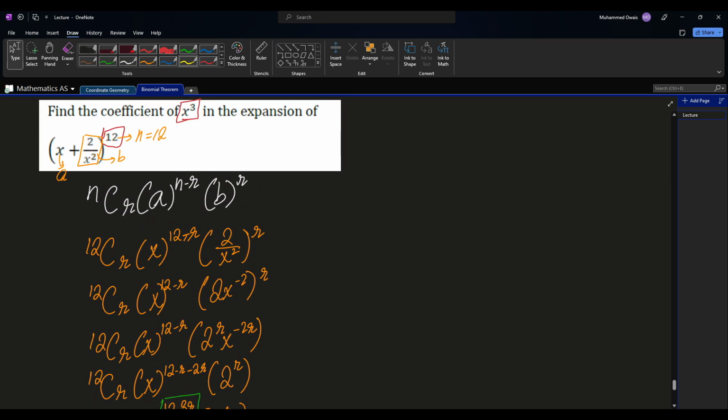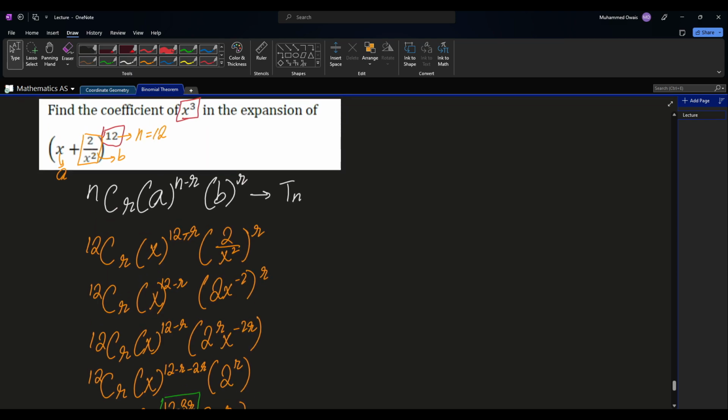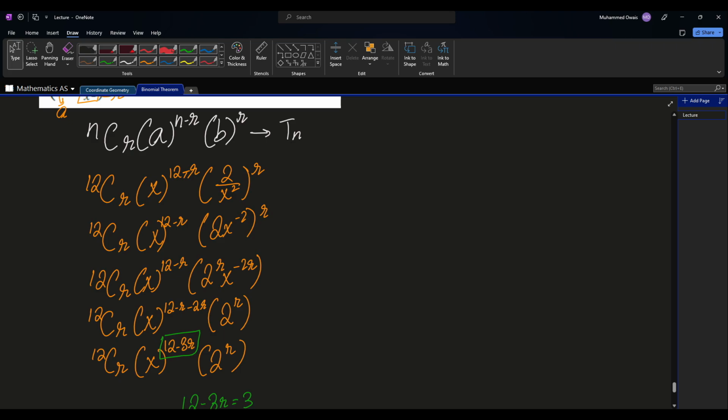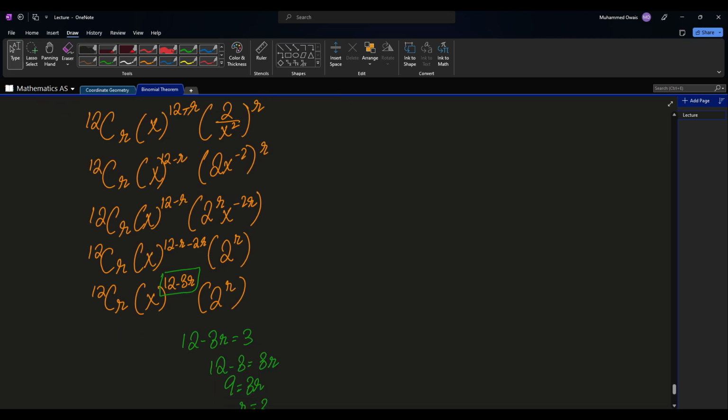People like to call this method T n plus 1. But just know that this is a way to find it out. You don't need to go into the details of T n plus 1 and the rest. Just know that whatever term you need to find, you just need to equate the power of x with that term. So if you want to find x power 4, just equate the power you found out like this to 4, and then you will have the value of r where x is 4.